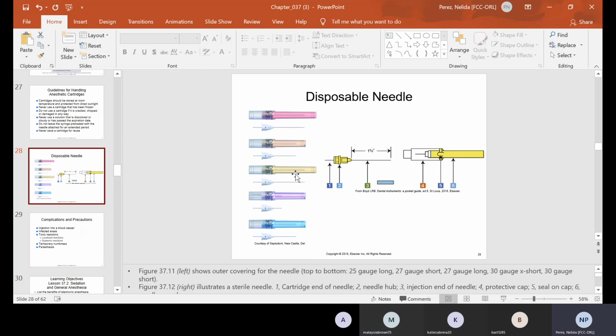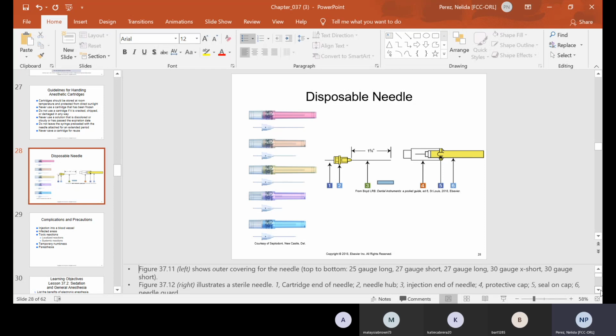Okay, so again, you will realize once you're working with the doctor where he's working at and where he likes to use short needles and where he likes to use long needles. Most doctors use the long ones on the bottom and the short ones on the top. But again, depending on the area, everybody's a little bit different, okay?